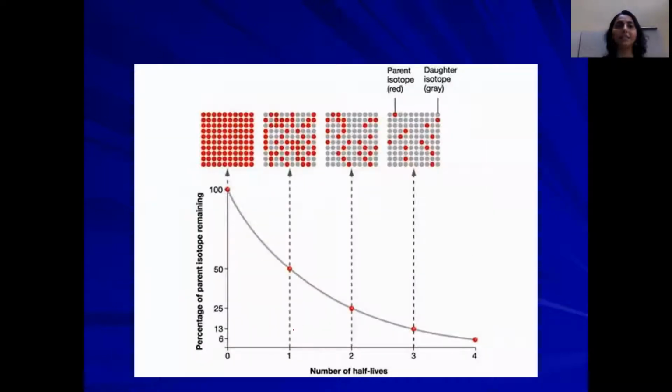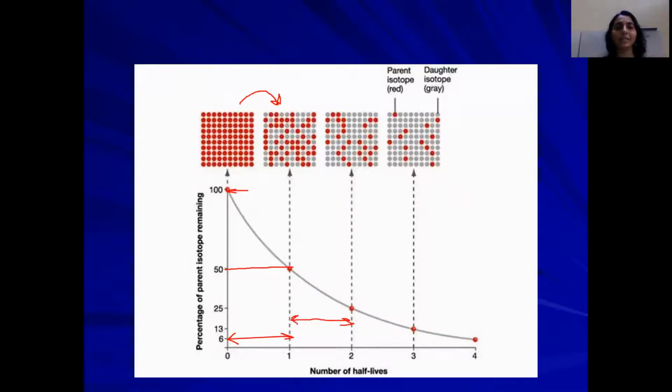Here we can understand this graphically very well. If you observe in the graph, suppose this is where your atoms are at 100%. The parent atom is 100%. Now, in this one half-life period, it is reducing to 50. Here you can see the graph as well as the pictorial representation: if all were red, now the red have reduced to 50%.